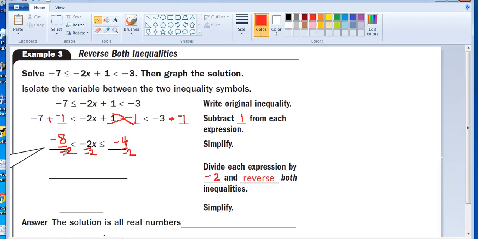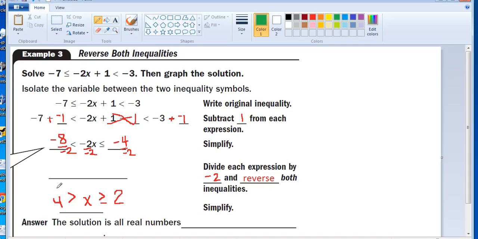This becomes positive 4. So negative 8 divided by negative 2 is 4. Notice this inequality is going to reverse, from here to here. Negative 2 divided by negative 2 is 1, so this is x. This inequality reverses right here. And negative 4 divided by negative 2 is positive 2. So here's what we're left with. I'll use a different color here.